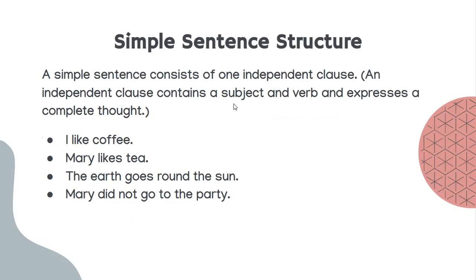A simple sentence consists of one independent clause. It's easy. An independent clause contains the subject and verb and expresses a complete thought. For example, I like coffee. Mary likes tea. The earth goes round the sun. Mary did not go to the party. Very simple, very sweet and to the point.